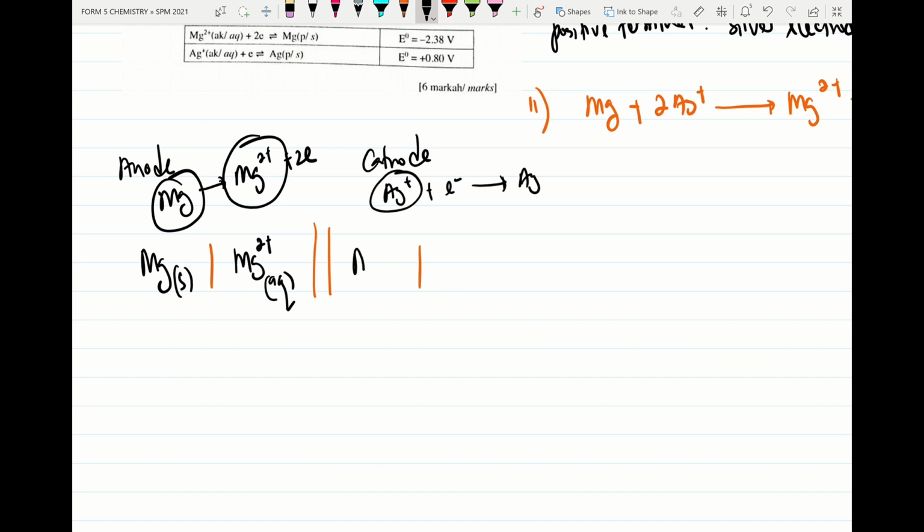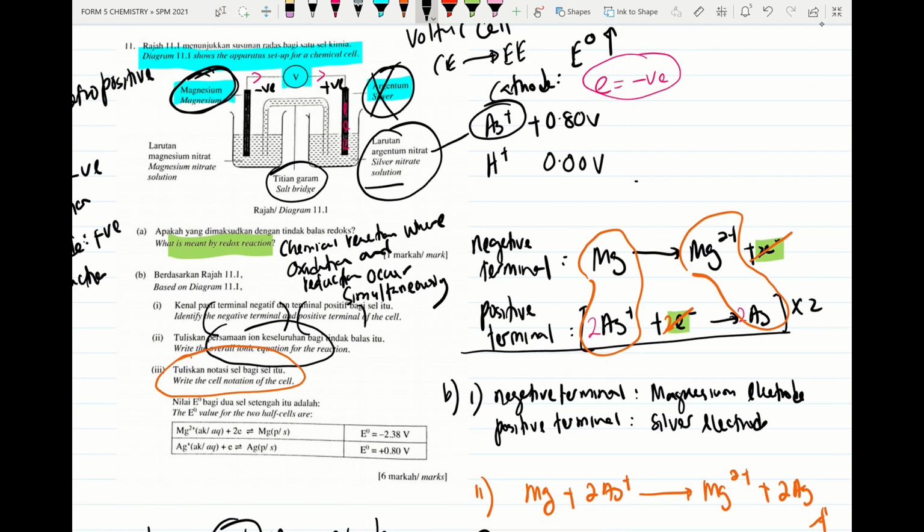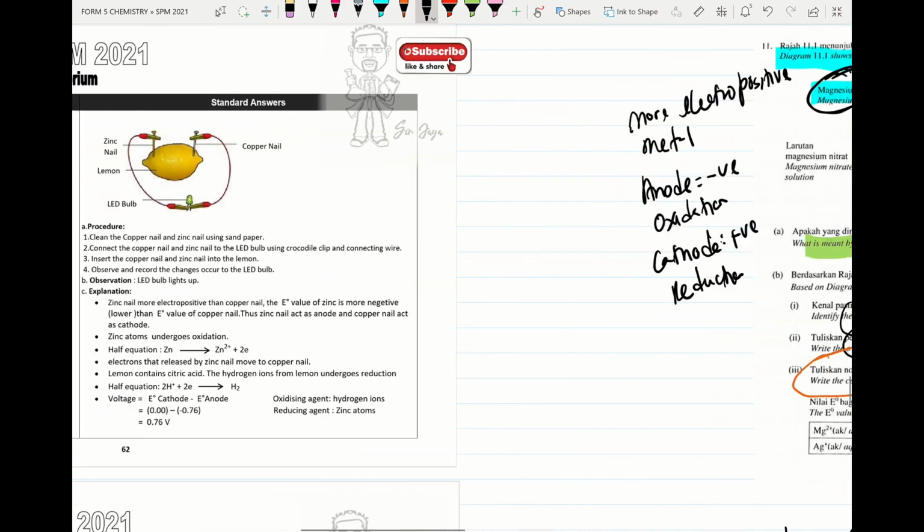All right, so this exists as aqueous, so we put aqueous. Then we take the silver atom, we put here exists as solid. So this is the cell notation that students should write. This is the question that students must practice. So please practice. I already answered all the questions, and we will move on to the next essay question.